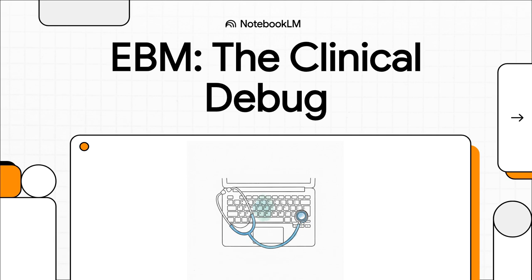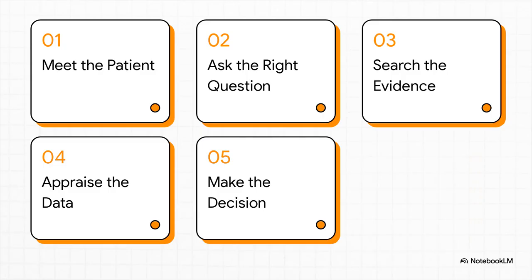Let's call our patient Arthur. He's an 80-year-old retired systems engineer. He's got a history of heart disease, and right now he's presenting with severe acute lower back pain. We're taking Arthur from his very first presentation all the way to a final medical decision. Okay, let's dive into our system pipeline roadmap for today's clinical debugging session. 1. Meet the patient. 2. Ask the right question. 3. Search the evidence. 4. Critically appraise the data. And 5. Make the final clinical decision.